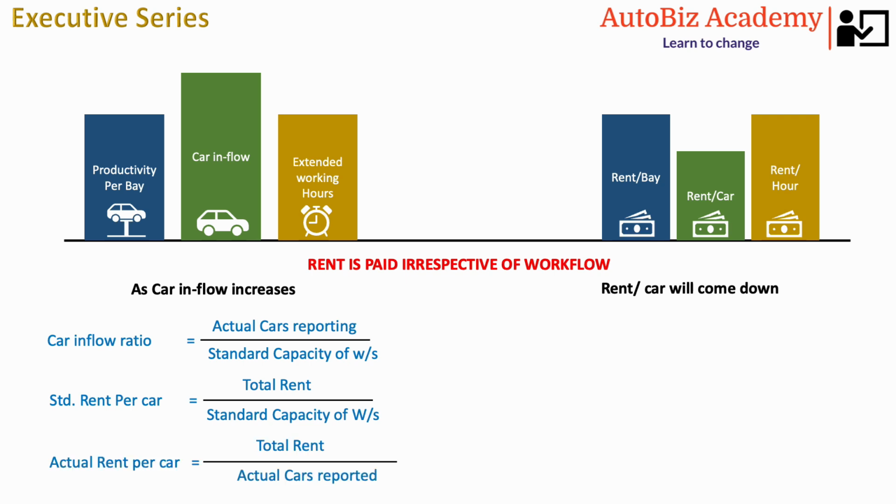Then comes actual rent per car. That is the total rent you have paid divided by the actual cars reported. If you are paying the same rent and receiving fewer cars, divide the total rent by the actual number of cars reported. So you will understand that one is standard rent per car and the other is actual rent per car.